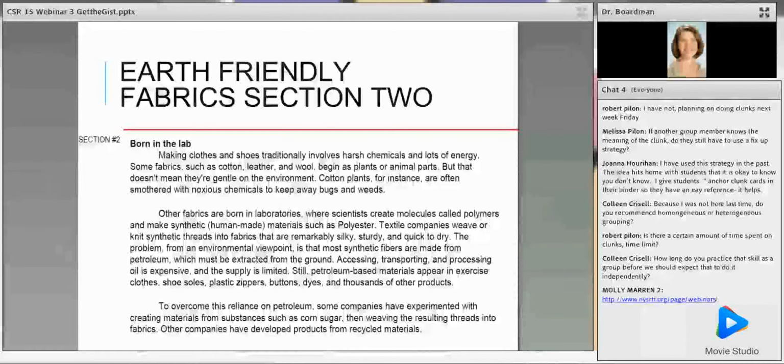The problem, from an environmental viewpoint, is that most synthetic fibers are made from petroleum, which must be extracted from the ground. Accessing, transporting, and processing oil is expensive, and the supply is limited. Still, petroleum-based materials appear in exercise clothes, shoe soles, plastic zippers, buttons, dyes, and thousands of other products. To overcome this reliance on petroleum, some companies have experimented with creating materials from substances such as corn sugar, then weaving the resulting threads into fabrics. Other companies have developed products from recycled materials.